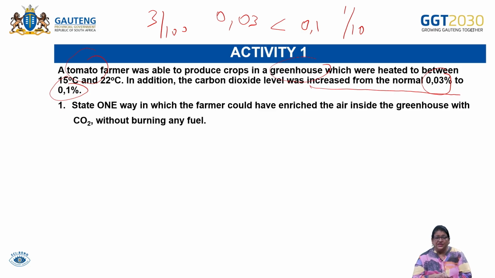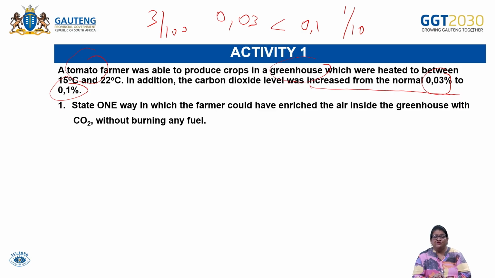Now he's changed the carbon dioxide concentration from 0.03, which is the most suitable, and he increased it even further now. State one way in which the farmer could have enriched the air inside the greenhouse with carbon dioxide without burning any fuel. So what does this mean?